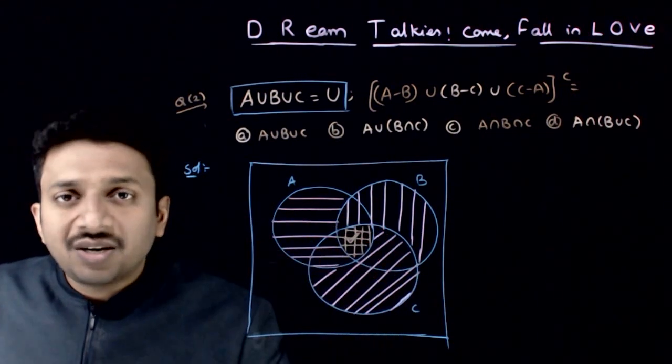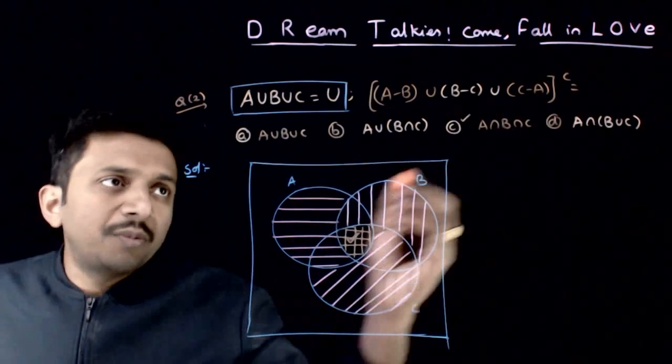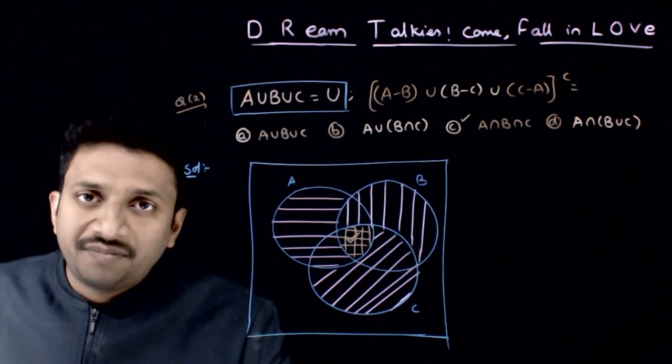So what does this region represent? Obviously A intersection B intersection C. So option C is the right answer.